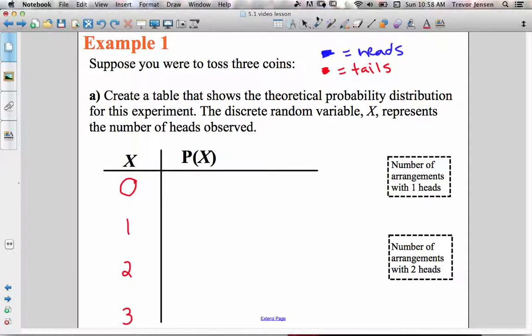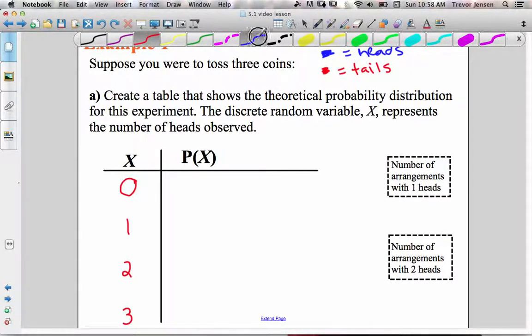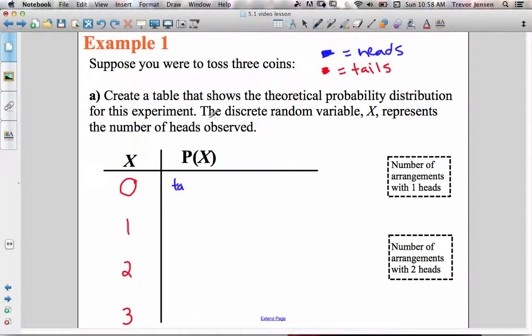So what's the probability of getting 0 heads? That would mean when I flip the 3 coins, I would have to get tails, and then tails, and then tails. I'll just use T. I would have to get tails, and then tails, and then tails. When you say and, that means you need to multiply the probabilities together.